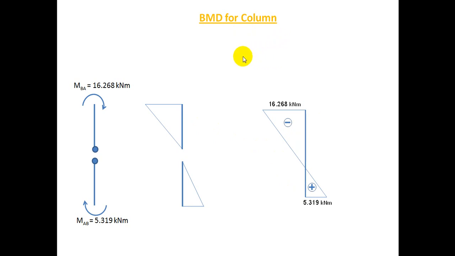So the simple trick is that this moment is pushing to this point on this side, so draw the diagram on this side. This moment is pushing on this side, so draw the diagram on this side. So this is a simple trick to draw the BMD for the column.